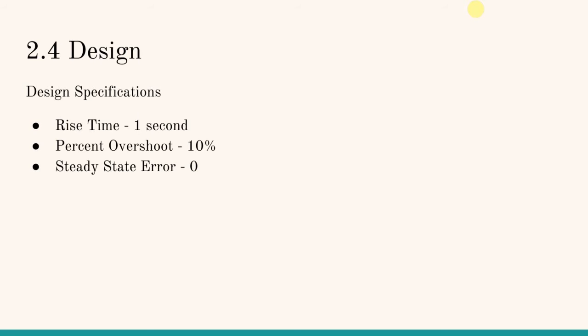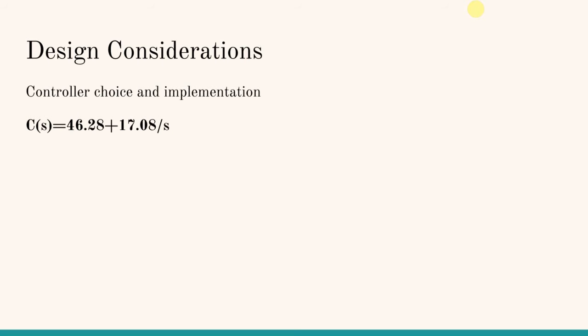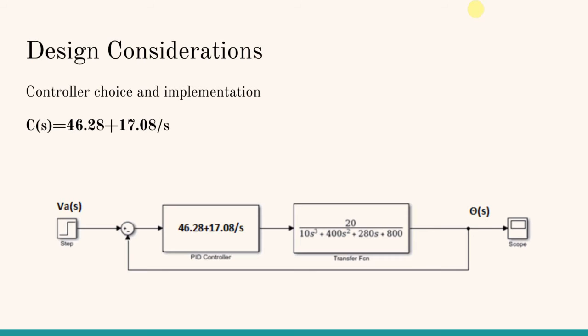To meet our design goals, we'd like to achieve a rise time of under 1 second, a steady state error of 0, and a percent overshoot under 10%. In our design considerations, we chose to use a PI controller along with a step input, allowing us to reach 0 steady state error. We were able to use SISO tool to add the PI controller zero and manipulate its location along with multiplying by a proportional constant K in order to give us a small rise time along with a small percent overshoot that fit within our design specifications. This is our final transfer function included with the PID controller used in Simulink.